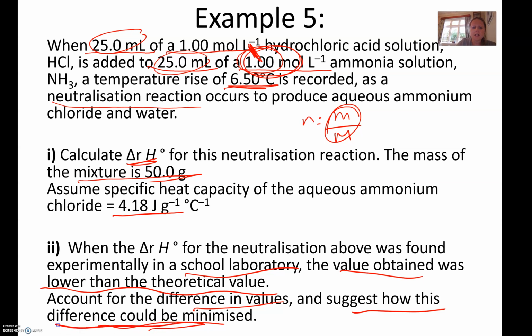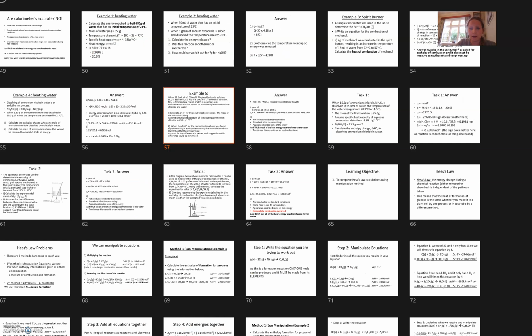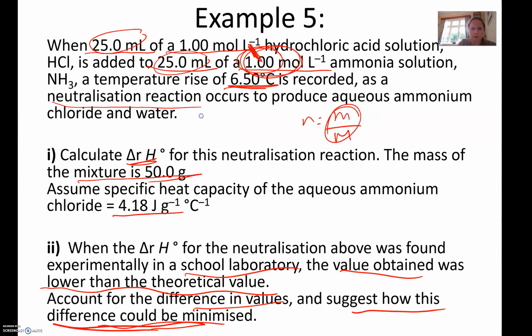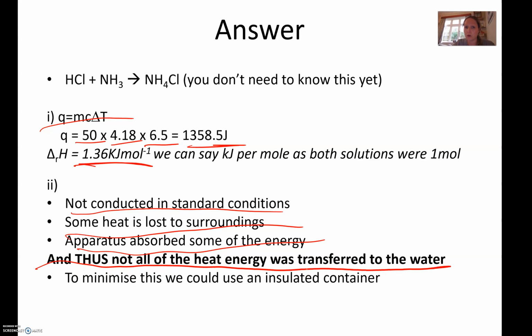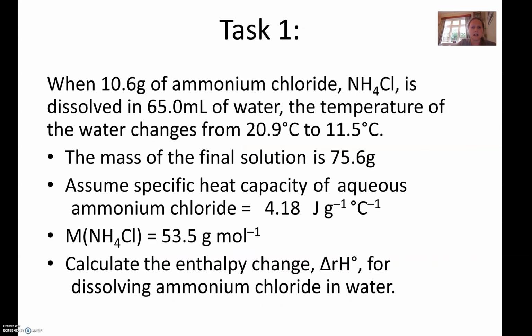How could it be minimized? It could be minimized by using an insulated container to try and trap as much of the heat energy as possible. And that's what I've put here. Not conducted in standard conditions. Some heat is lost to the surroundings. Apparatus absorbs some, and thus not all the heat was transferred to the water. Remember, we've got to make that connection, and to minimize this, we could use an insulated container.